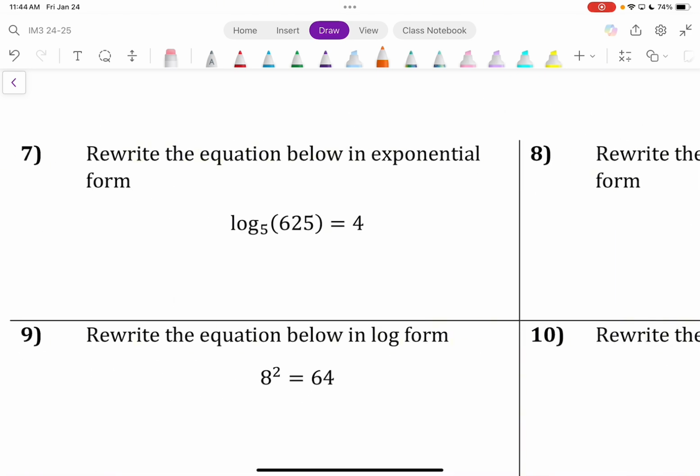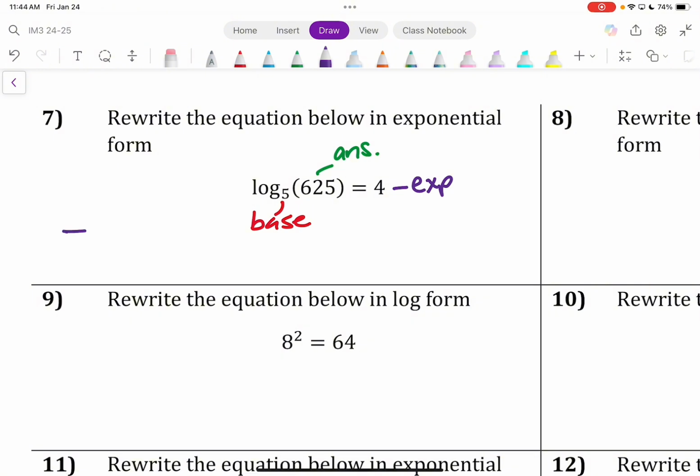Let me walk you through the first one. Log base 5 of 625 equals 4, where 5 is the base, 625 is the answer, and 4 is the exponent. Therefore, we can write this as 5 to the what? 5 to the 4th power equal to 625. Okay? 5 to the 4th power equals 625.